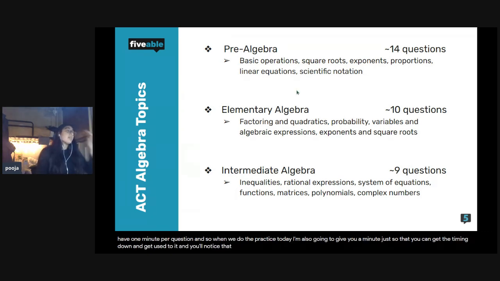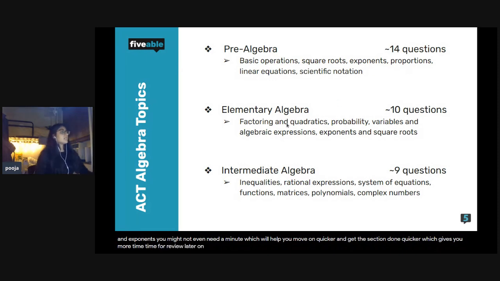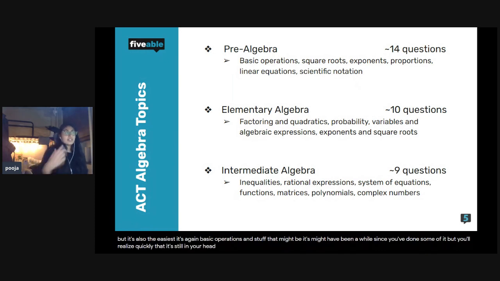You'll notice that for some things like pre-algebra, where the content is just basic operations, square roots and exponents, you might not even need a minute, which will help you move on quicker and get the section done quicker, which gives you more time for review later on. So these are the algebra topics that are on the ACT. Pre-algebra is the biggest out of all of these sections, but it's also the easiest. It's basic operations and stuff that might have been a while since you've done, but you'll realize quickly that it's still in your head. You just need to get it out.